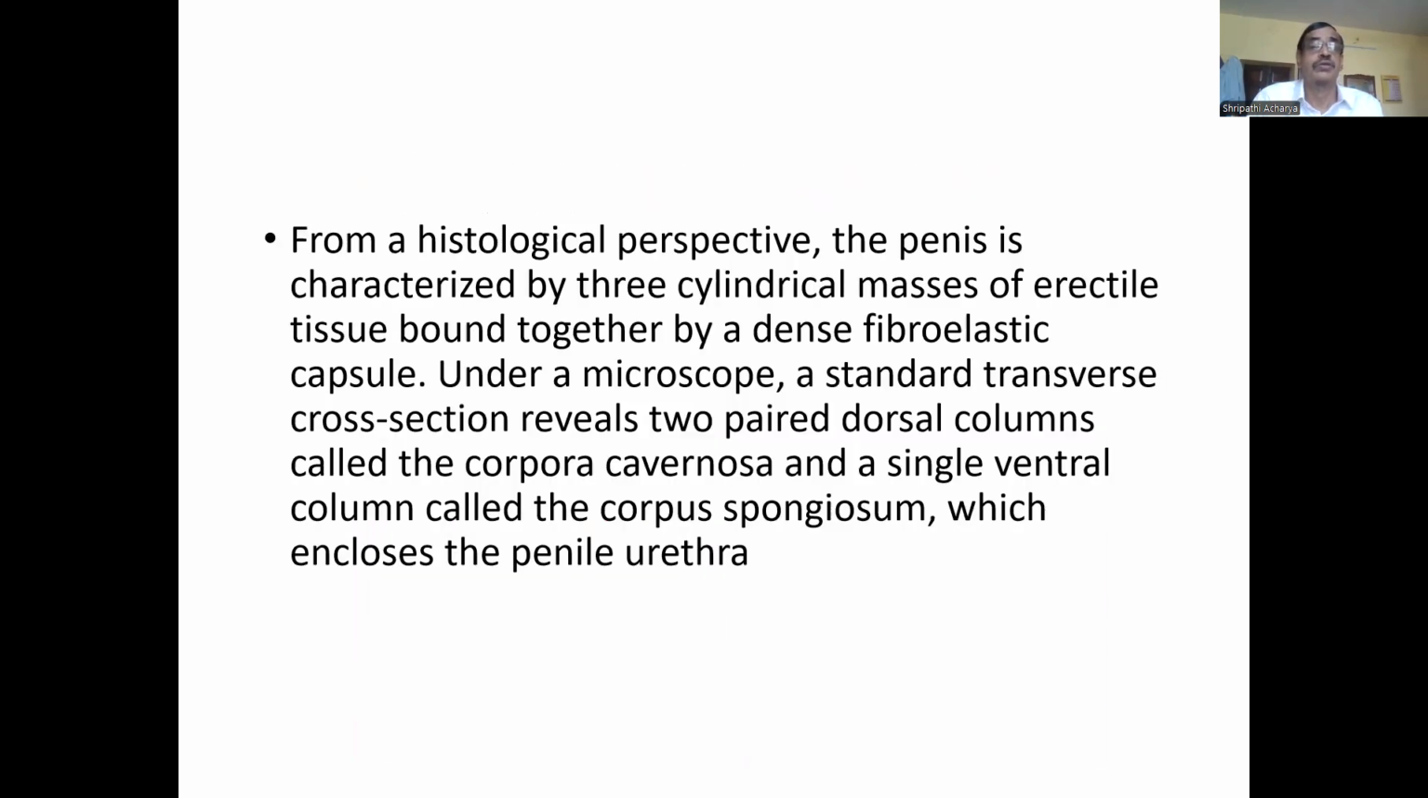Penis histology. From a histological perspective, the penis is characterized by three cylindrical masses of erectile tissue bound together by a dense fibroelastic capsule. Under a microscope, a standard transverse cross-section reveals two paired dorsal columns called the corpora cavernosa and a single ventral column called the corpus spongiosum, which encloses the penile urethra.